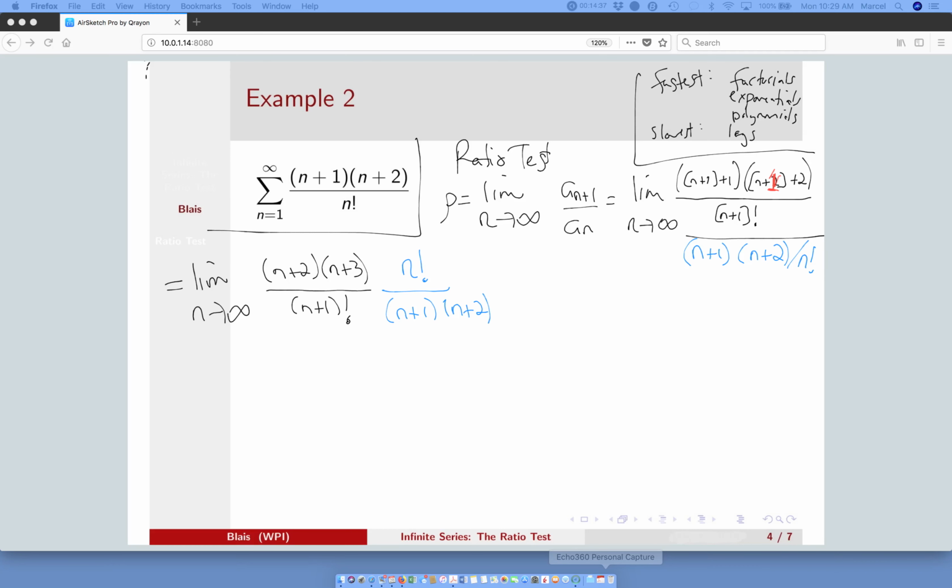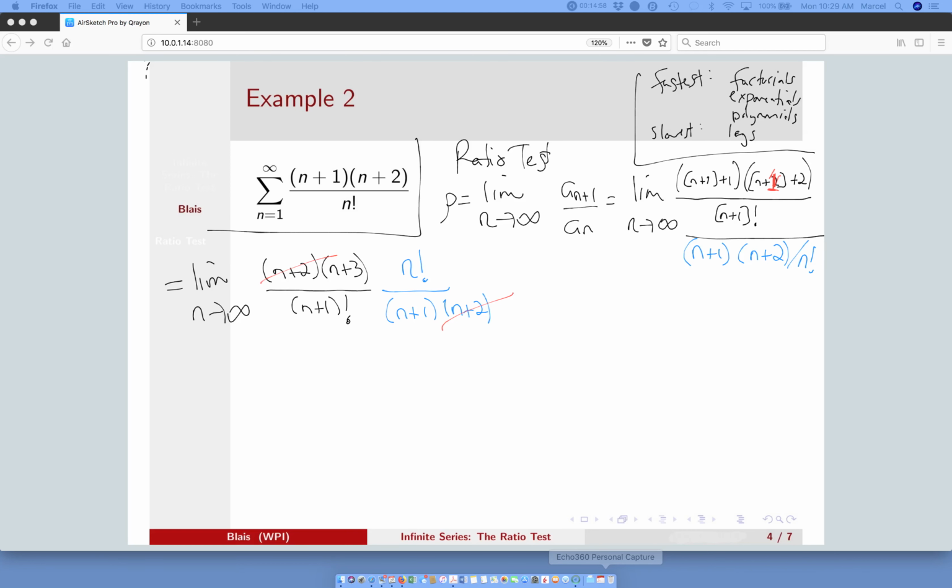And now we start simplifying. And we see some things cancel. The n plus 2 terms go. And then the question becomes how to deal with factorials. And the secret here is to realize that you can pop terms off of a factorial.